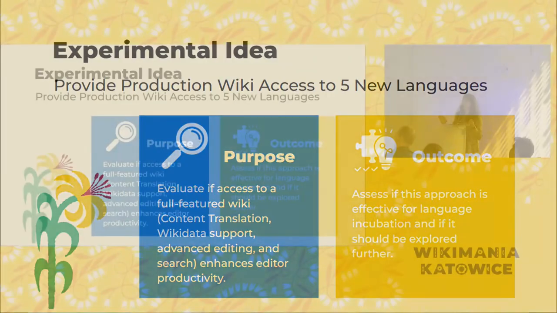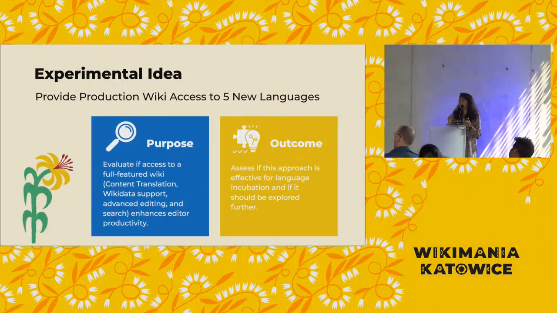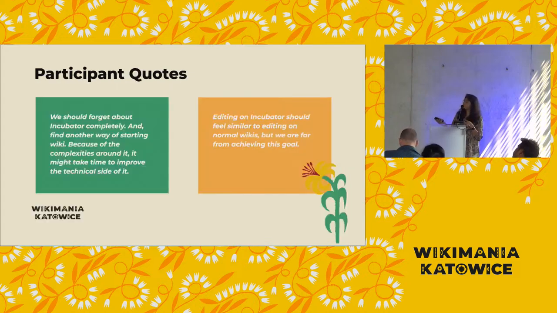So what is the experiment idea? It's very simple. It is to provide production wiki access to 5 new languages to start with, with the goal to evaluate if by accessing some of the modern Wikipedia features that we see, like content translation or Wikidata, which are not currently on incubator, it can enhance editor productivity. And we are also hoping to learn from this experiment if this approach is something that can be effective for language incubation and if this is something we should explore in the future.